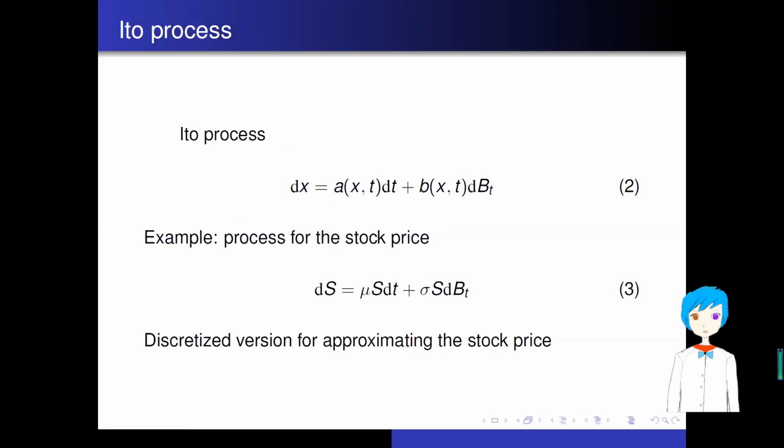An even more general version is an Ito process. For an Ito process, we have dx equals a dt plus b dBt, where Bt is a Wiener process, but here the coefficients a and b can depend on both x and t. For instance, for the process that defines the stock price, we have dS equals mu S dt plus sigma S dBt. This can be used to approximate the stock price by discretizing time.